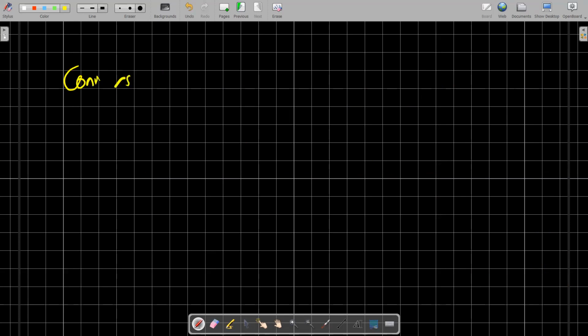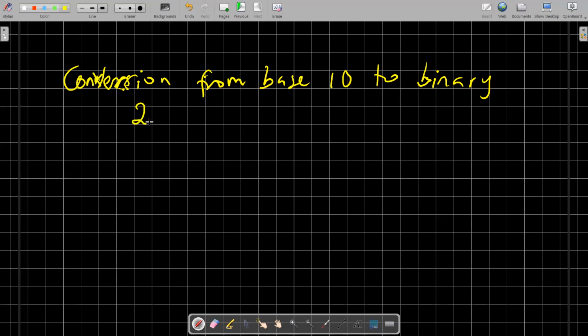Conversion from base 10 to binary. Okay. From base 10 to binary. Now, what are base 10 numbers? I could just give you this. If I say 20 without putting anything, it is a base 10 number.